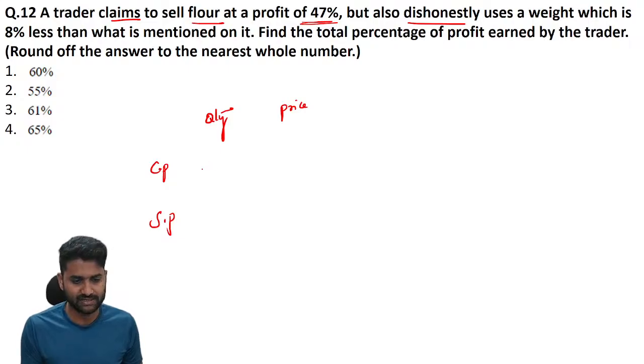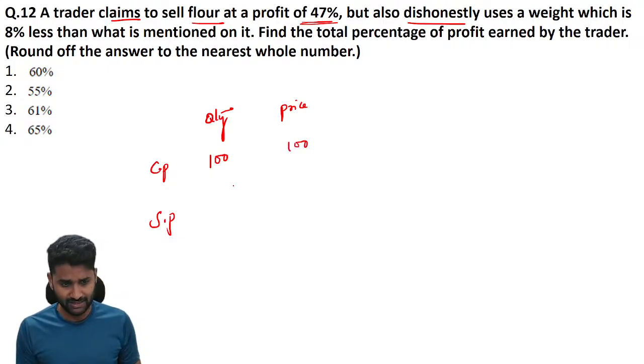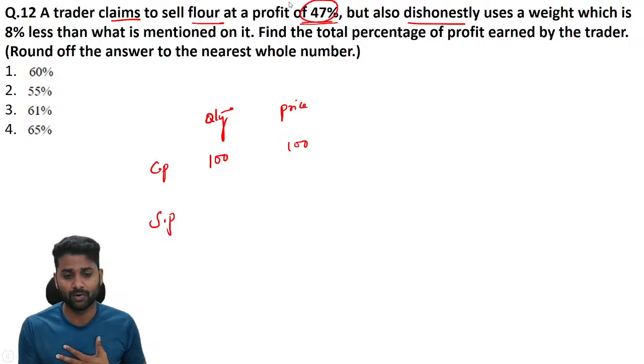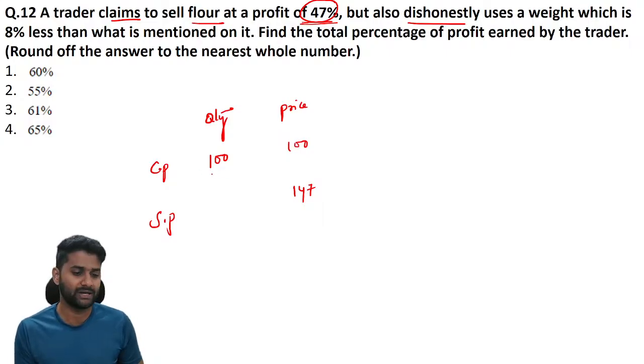Understand this calculation. Let us assume that in total we have 100 quantities and the price of each quantity is 100. They clearly mention that he wants to sell at a 47% profit. So we know that each quantity is 100 rupees. That is our assumption. As per the assumption, I am expecting a profit of 47%. Now I sell it for 147. But I am not using all the 100 quantities here. While selling, I dishonestly use a weight which is 8% less.